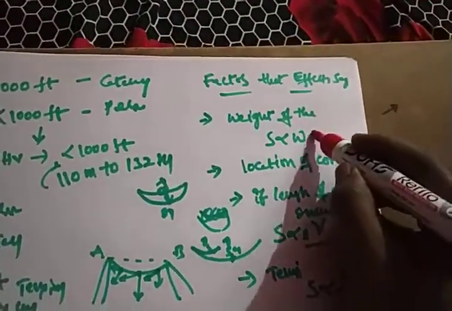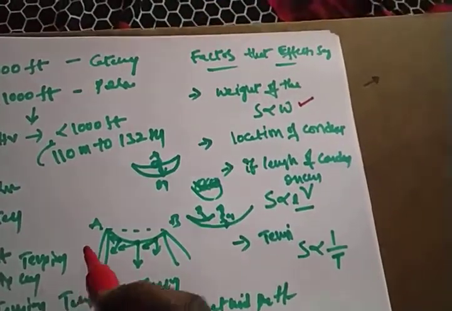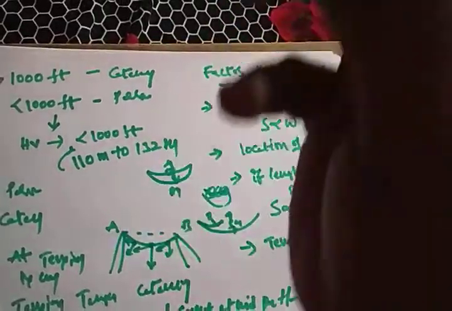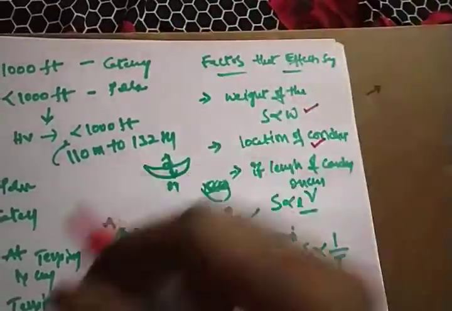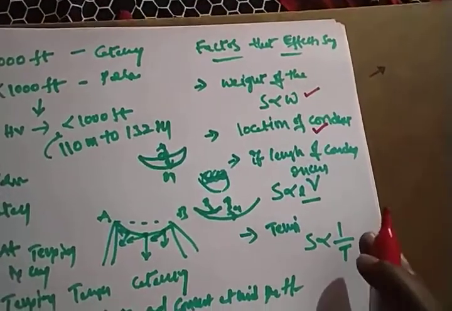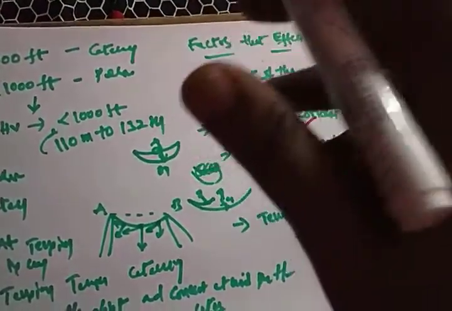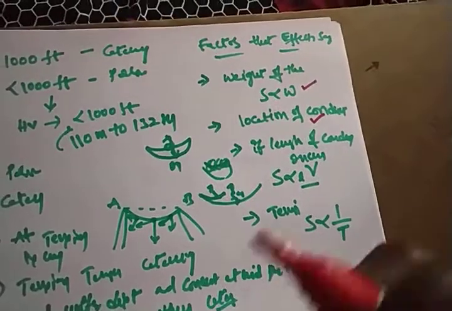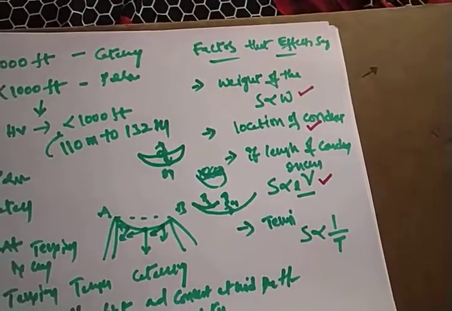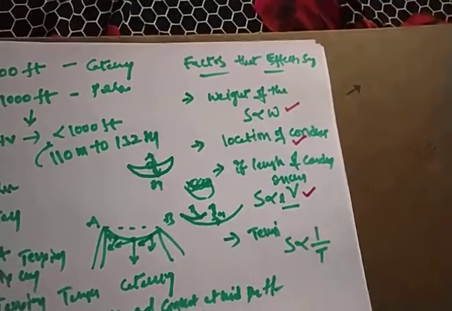The first one is the weight of the conductor. And the second one is the location of the conductor, where the transmission line is going to be erected. So what are the states? There are probably ice coated, right? We'll discuss what it means. If the ice loading is present, how the sag will vary, we'll discuss. After that, the length of the conductor. If the length of the conductor increases, your sag also increases.